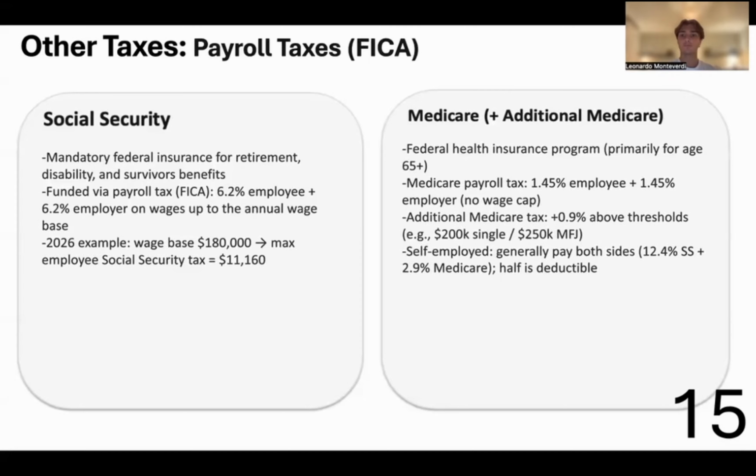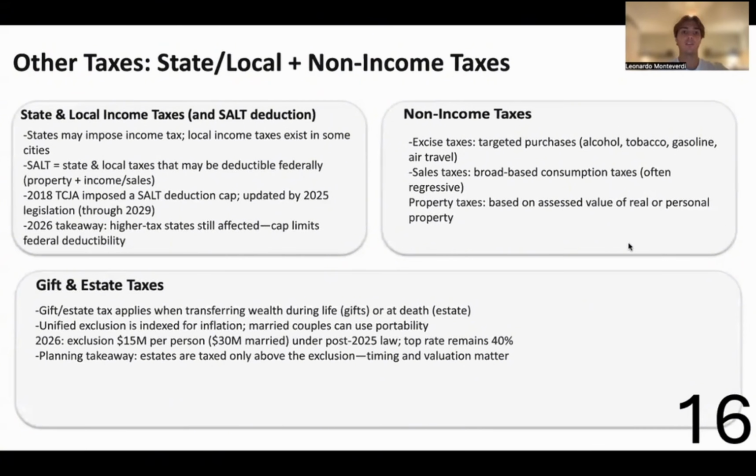Moving on, there is state and local income taxes. So some states and even some cities tax income, and the reading ties this to the SALT deduction, which stands for state and local taxes. SALT matters because taxpayers may be able to deduct certain state and local taxes on their federal return, like property taxes and either income or sales taxes.